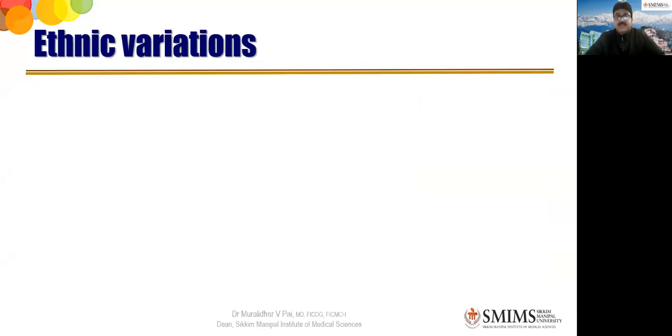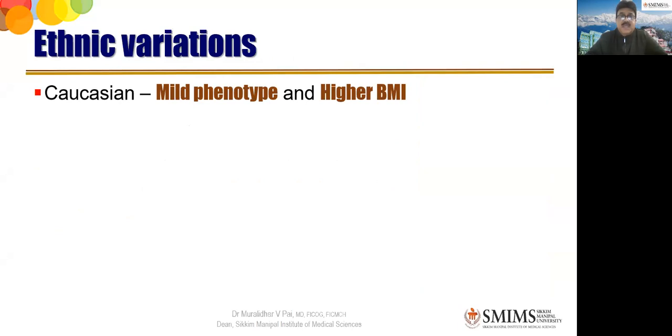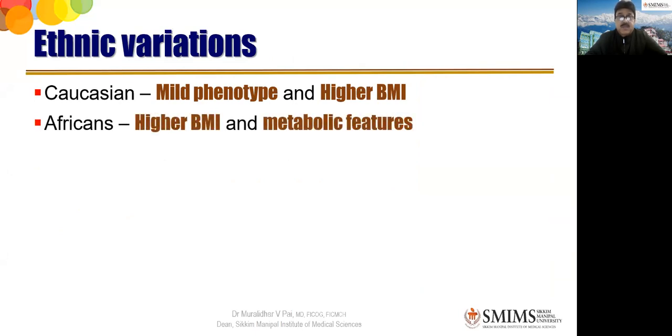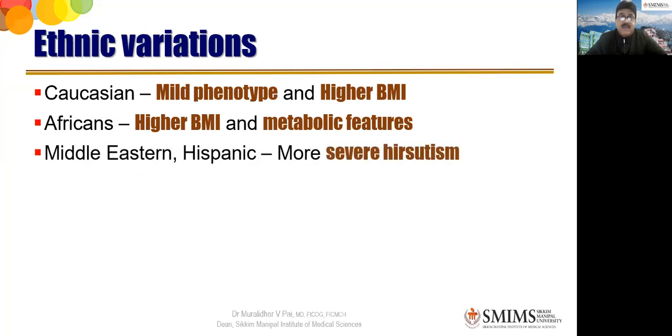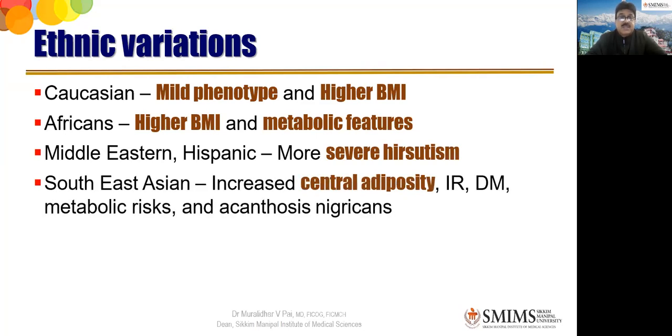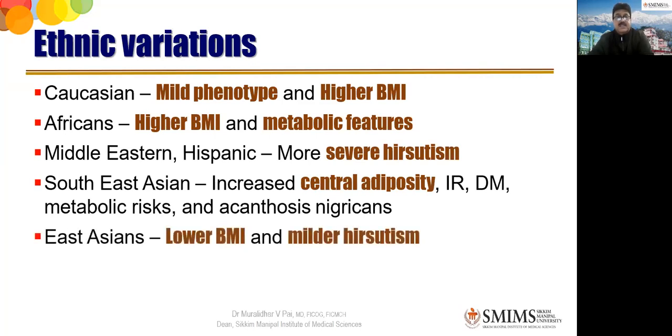There are ethnic variations to add to our confusion and controversy and dilemma. Caucasians have a mild phenotype, but they have higher BMIs. Africans, both higher BMI and metabolic features added. Middle Eastern, Hispanic, more severe hirsutism. Southeast Asian, increased central adiposity, insulin-resistant diabetes mellitus, metabolic risk, and acanthosis nigricans. East Asians, lower BMI and milder hirsutism.